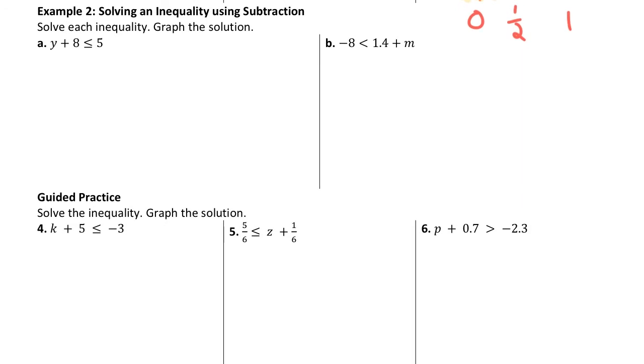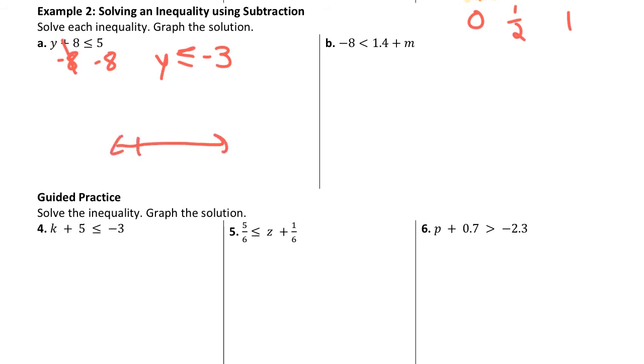So for example 2, solving using subtraction, it's basically the same thing, except you are moving your value to the other side using a different operation. So in part A, y plus 8 is less than or equal to 5. I would isolate y by subtracting 8 from both sides. So this becomes y is less than or equal to negative 3. And then I'm going to graph my solution.